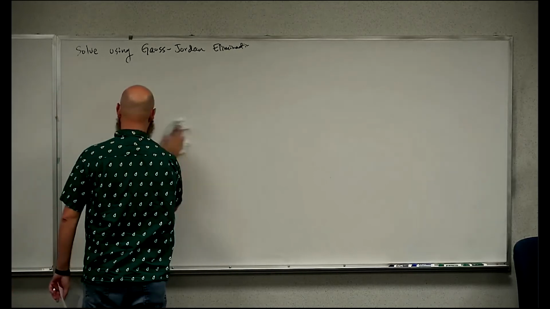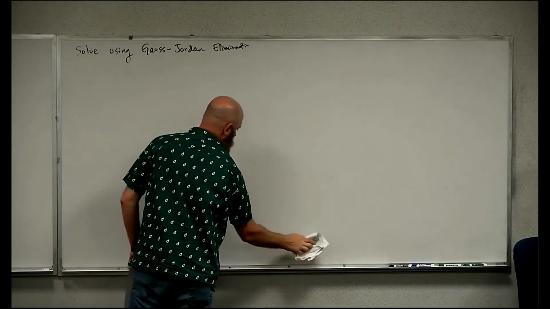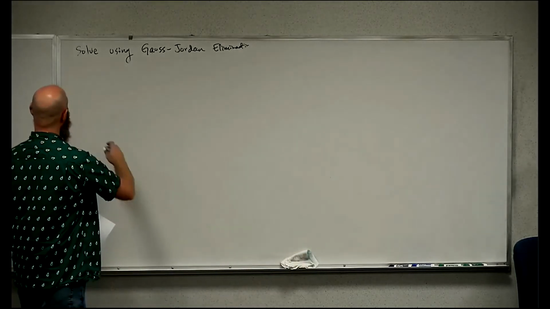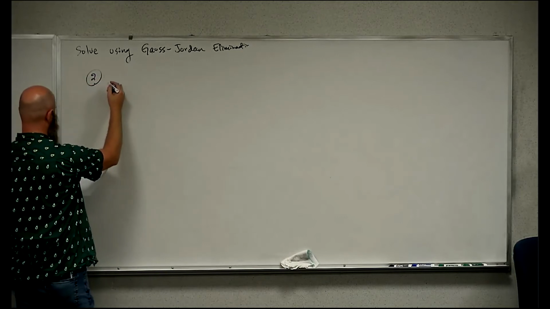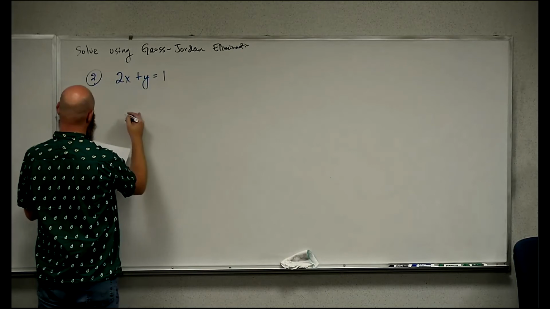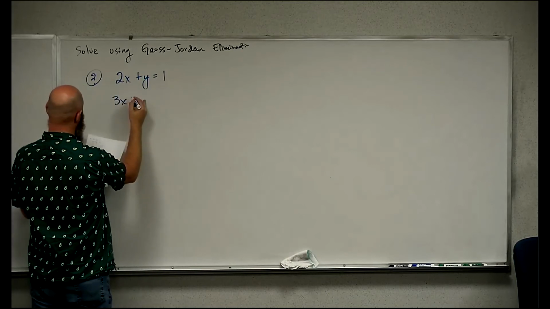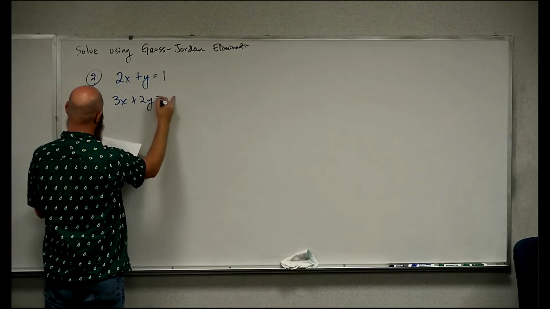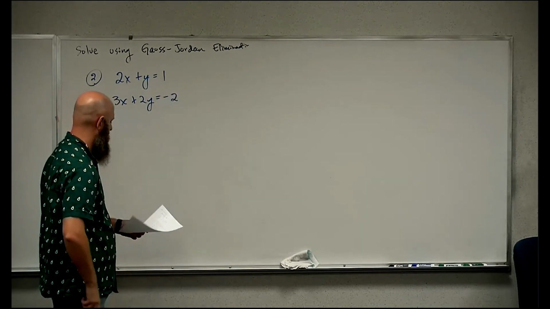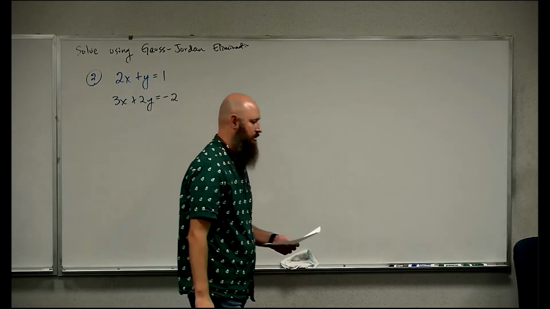All right, and I can leave that instruction up there so that we know what we're doing. Number 2: 2x plus y equals 1, and 3x plus 2y equals -2.